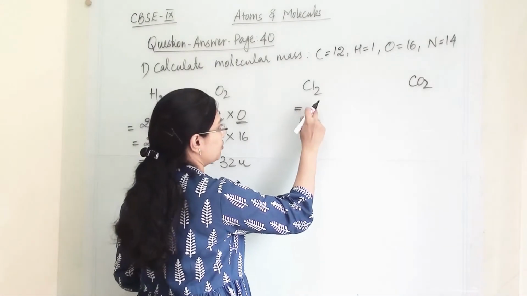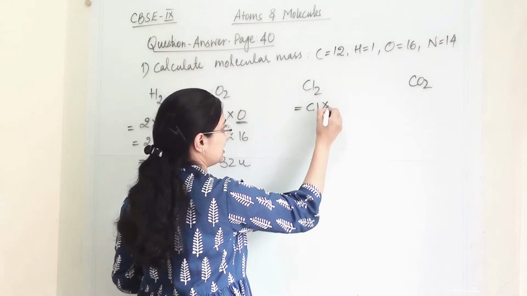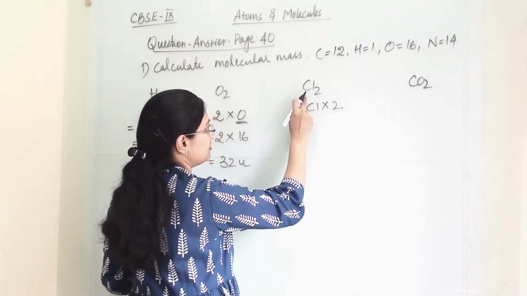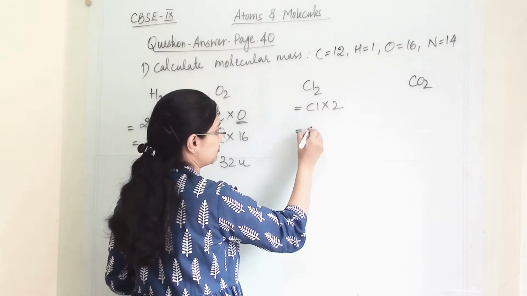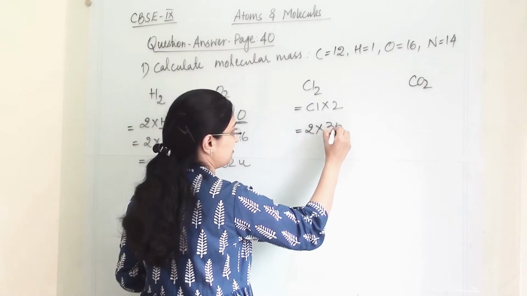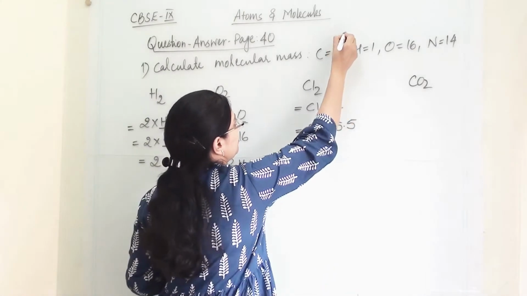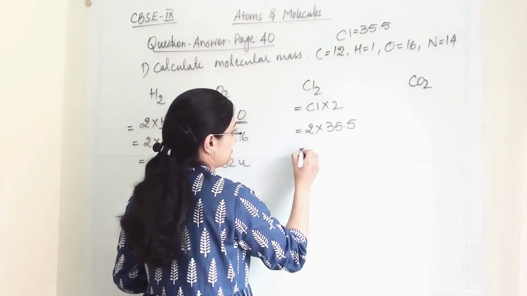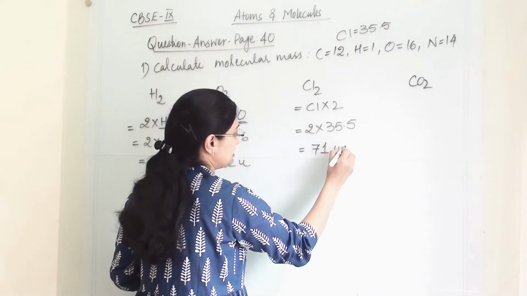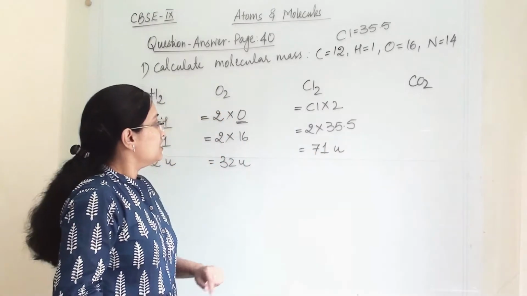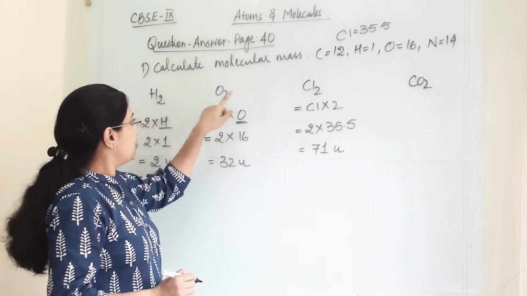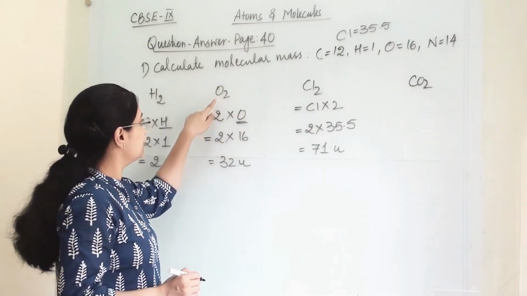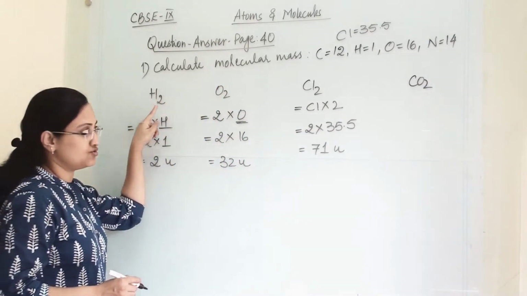Similarly for chlorine, it is 2 into chlorine. 2 atoms of chlorine are present in this chlorine molecule. So 2 into 35.5. Chlorine's atomic mass we are taking as 35.5. So it is 71 unit. Now till here all the molecules have the same atoms: 2 Cl atoms, 2 oxygen atoms, 2 hydrogen atoms.